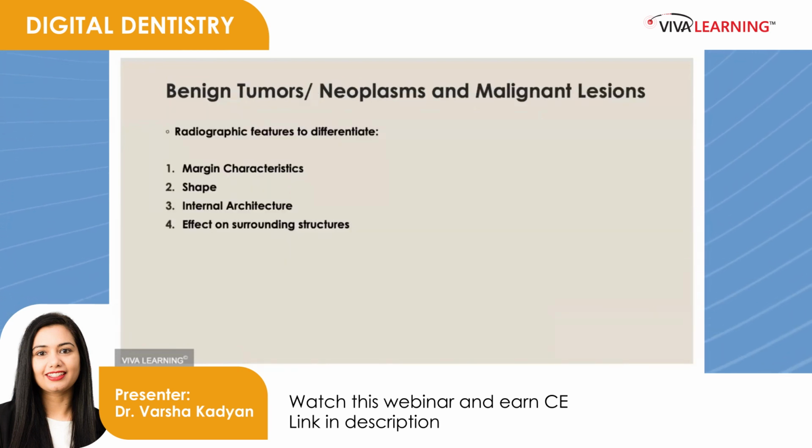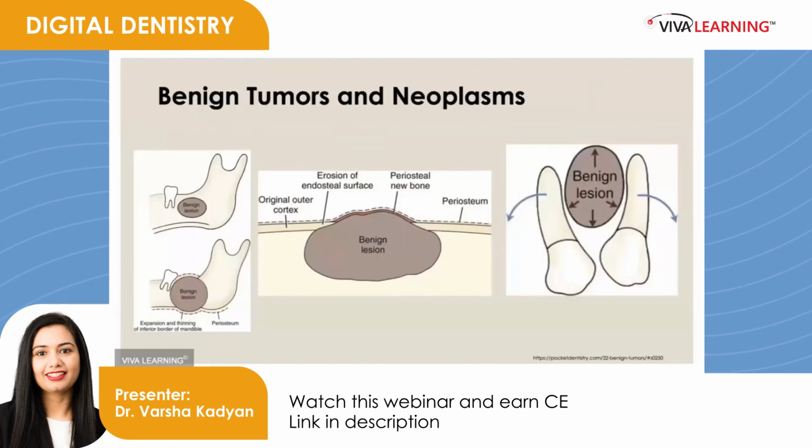How we can differentiate on the basis of radiographic features between the benign and the malignant lesions. So the following characteristics can help us to differentiate between both the categories. The features which can be used to differentiate are margin characteristics, shape, internal architecture, and its effect on the surrounding structures. So what are the characteristics of benign neoplasms?